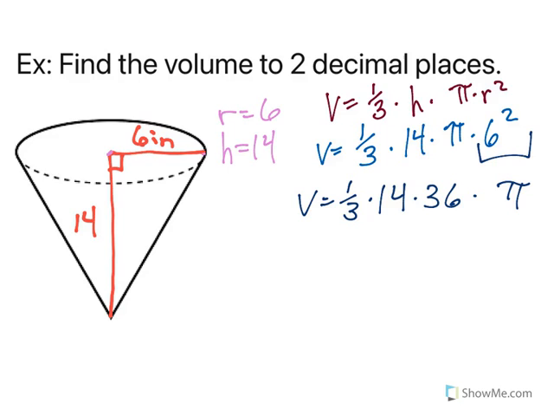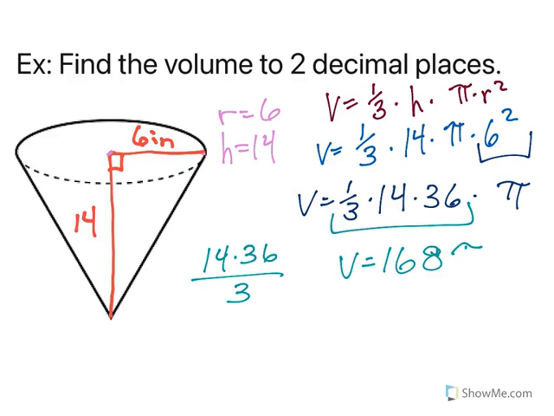Because we're multiplying these all together, multiplication is commutative, so I can move these around. And then I'm going to do my numbers. I'm just going to do these 3 first. This is the same as taking 14 times 36 and then dividing by 3. Either way, you end up with 168. So we're going to end up with 168 pi.